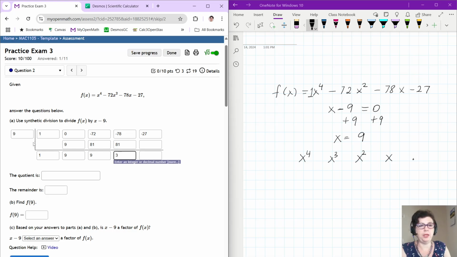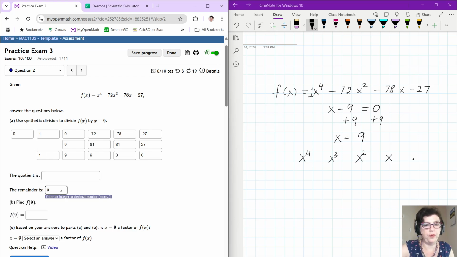And finally, 3 times 9 is going to be positive 27. As we add up negative 27 and positive 27, we get 0. So we are done dividing by x minus 9, and our remainder is this last number, and that is 0.